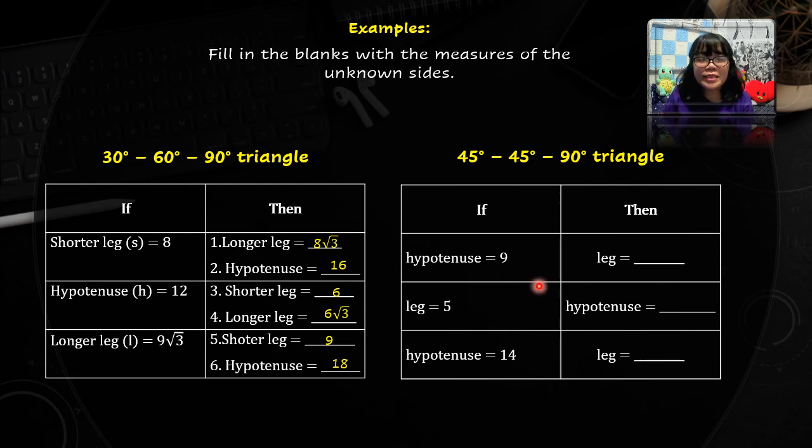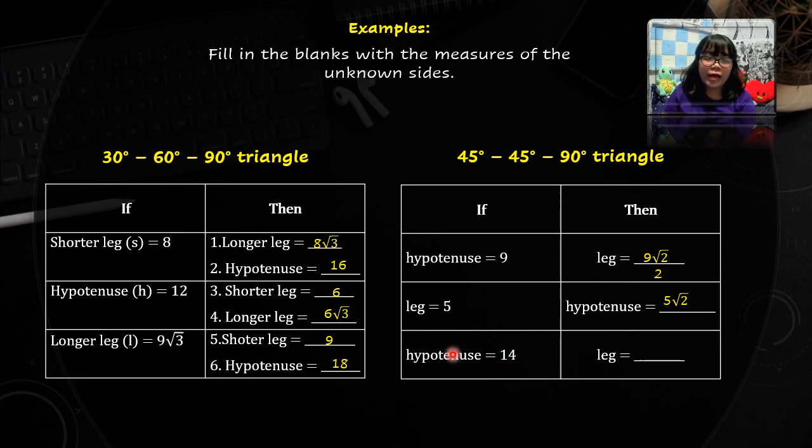Now, hypotenuse is equal to 9. So again, hypotenuse to leg. So we need to multiply by square root of 2 over 2. So 9 times square root of 2 over 2 is equal to 9 square root of 2 over 2. So this is hypotenuse to leg. Now, how about leg to hypotenuse? So, in order for us to get the hypotenuse, we need to multiply the leg by square root of 2. So, 5 times square root of 2, hypotenuse is 5 square root of 2.